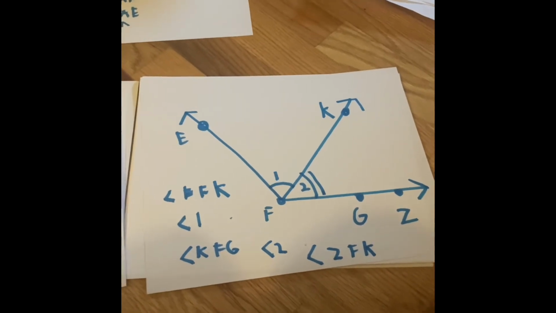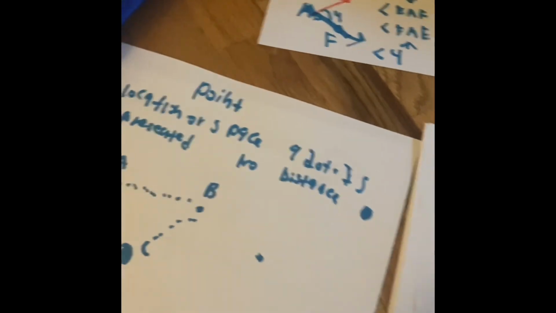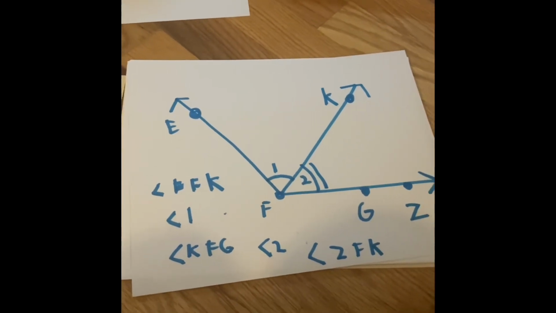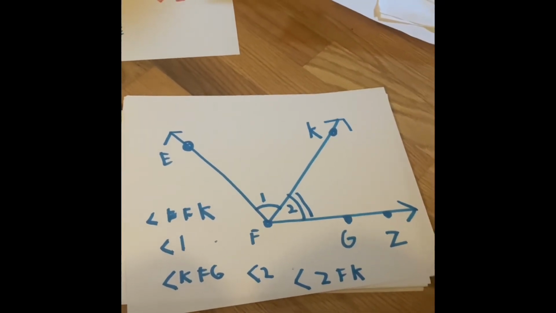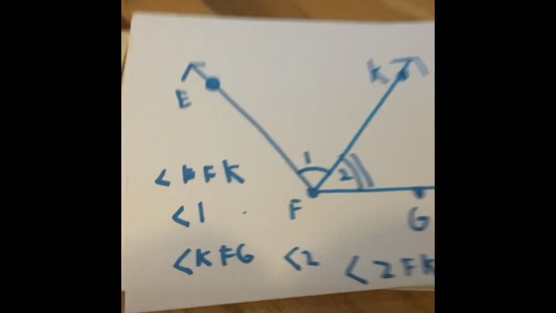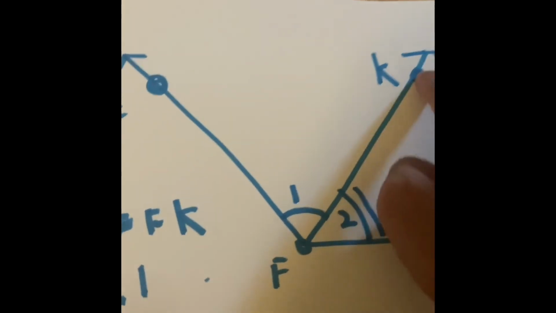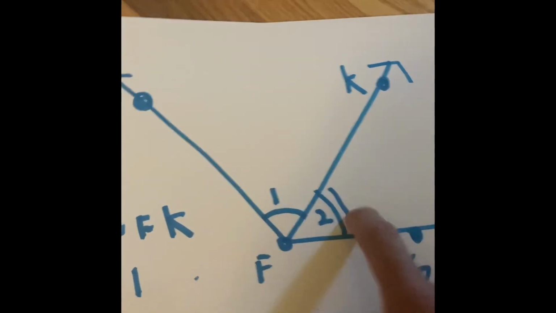Here is an example of an angle in motion. And note, unlike the other ones, like rays, lines, and points, where we can only use 2 letters to name them, with angles, it's different. Since angles break the rules because they're made of lines, but they're not lines, that means we can use 3 letters or 3 identifiers to identify the angle. E, F, K, K, F, G, Z, F, K, 1, 2.